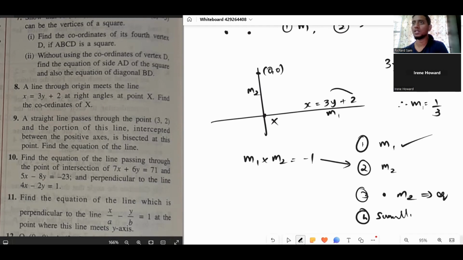M1 is 1 upon 3. You cannot take it as 3, because 1 upon 3 is not 3. Then m2 is what? Minus 3. Then using the point and m2, find the equation. You know the formula: y minus y1 is equal to m into x minus x1. Once you get that equation, solve them simultaneously and find x and y, which are the coordinates of this point x.